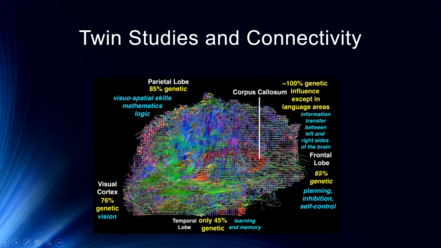Frontal lobe is about 65% captured by genes. Temporal lobes only about 45%, which makes sense because the temporal lobes are very experience-based, memory-based. Visual cortex, very genetic. That is established throughout experience as well, so we wouldn't expect them to be entirely the same. And then about 85% genetic in the connectivity across hemispheres for visual spatial skills. So a lot of really interesting work being done in this area.